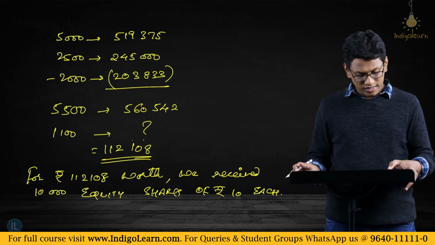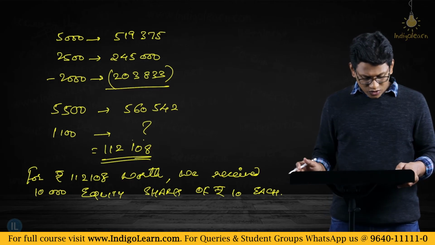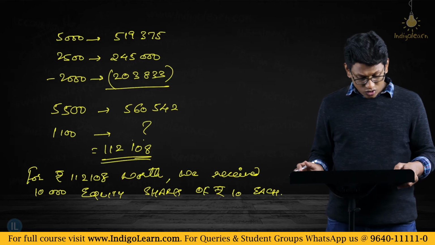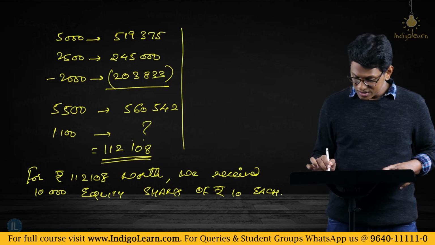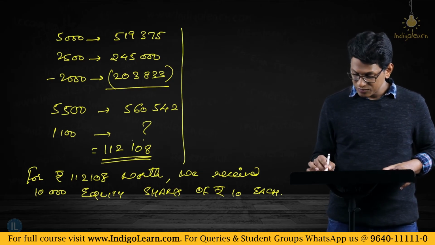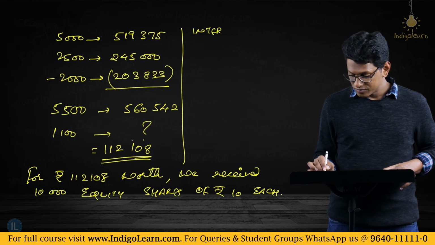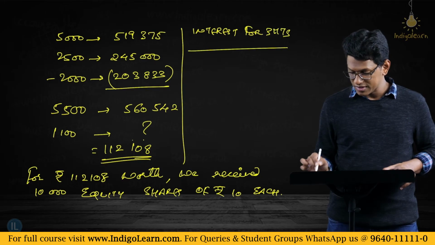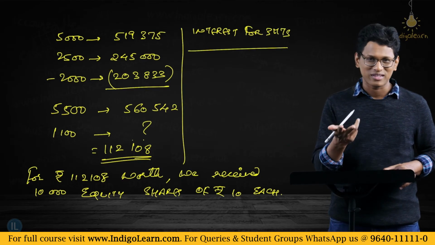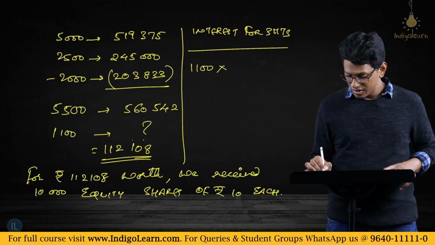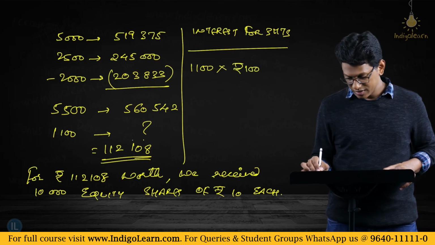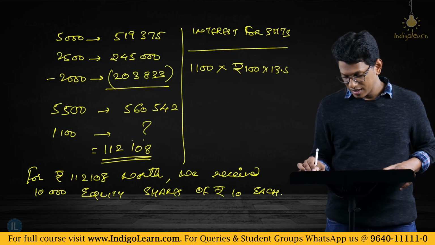Now besides this, what else do we have in this question? Market values are given. Oh, interest is there. Yeah. So interest for 3 months on convertible debentures is also received. So let us calculate interest also, friends. So for these debentures, what is the interest? Interest for 3 months. September is over, October, November, December, 3 months interest. 1,100 debentures into rupees 100 into 13.5% into 3 by 12.